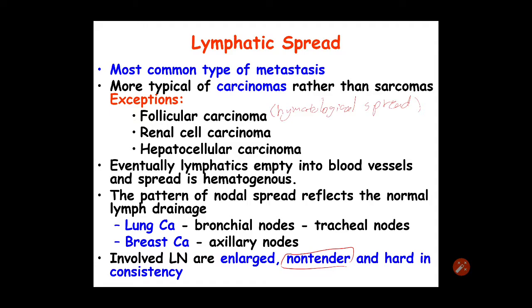Now, not only that, the lymph node that is involved in metastatic spread will be hard. A lot of times, you will see that the tumor has gone out of the capsule of the lymph node and into the nearby tissue, resulting in what is known as extracapsular extension, which in some tumors is a very poor prognostic feature for that tumor.